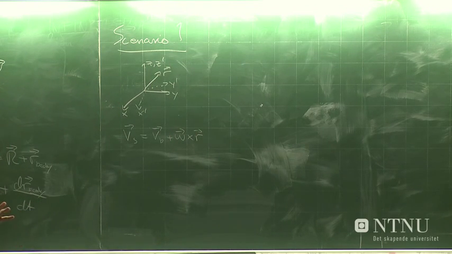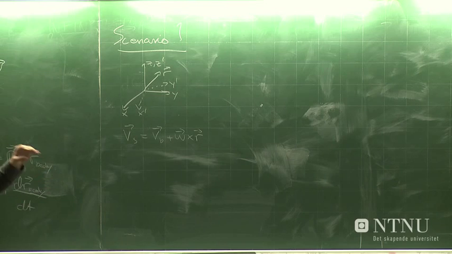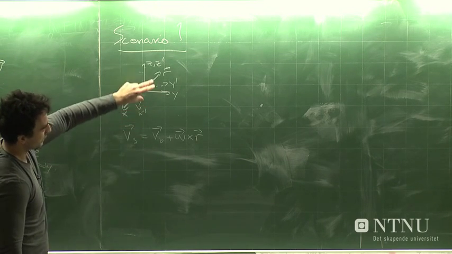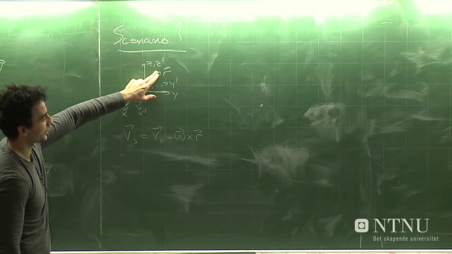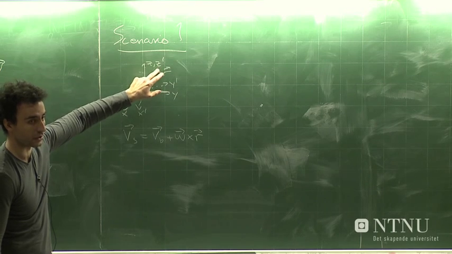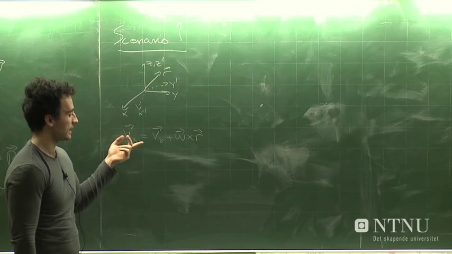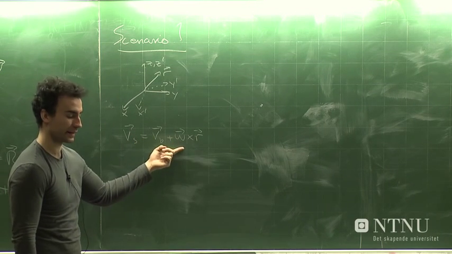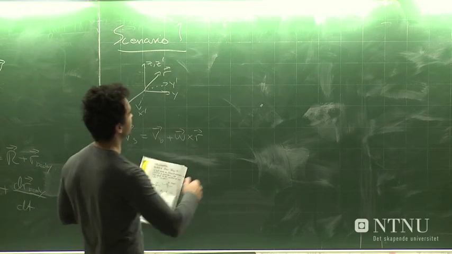So in scenario 1, where the two coordinate systems coincide in their origin, we saw that we had this equation. What this means is that the velocity of this radial vector, or the velocity of this object which is situated in a position r, as seen in the fixed system, is equal to the velocity of the same object as seen from the body system plus this extra term due to the rotation. Okay, that's the first case.